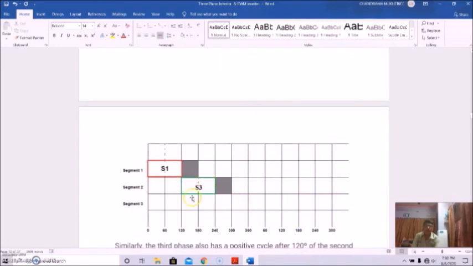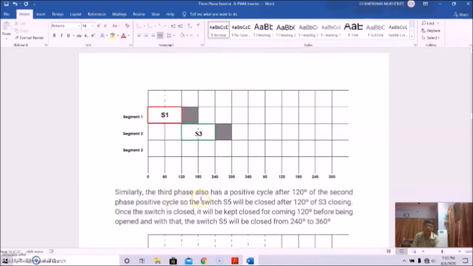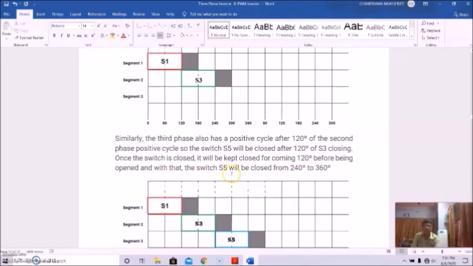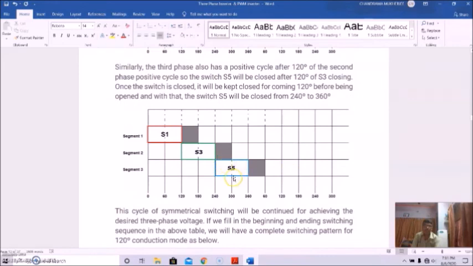So S3 will be closed from 120 degree to 240 degree, and that is shown here. So actually this is S3. Similarly, the third phase also has a positive cycle after 120 degree of the second phase positive cycle. So the switch S5 will be closed after 120 degree of S3 closing. Once the switch is closed, it will be kept closed for the coming 120 degree before being opened, and with that the switch S5 will be closed from 240 to 360 degree, shown here.